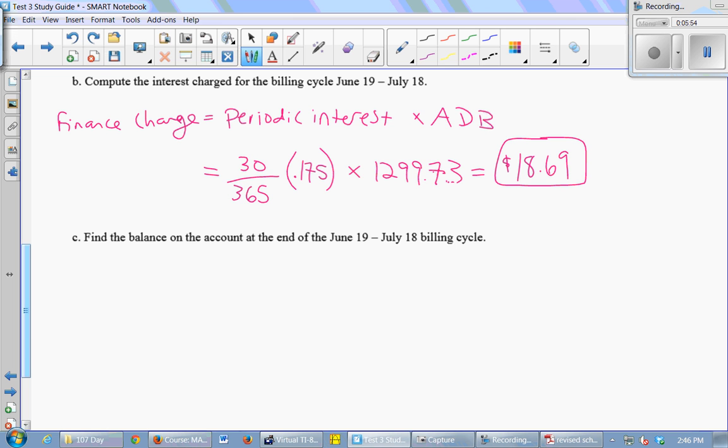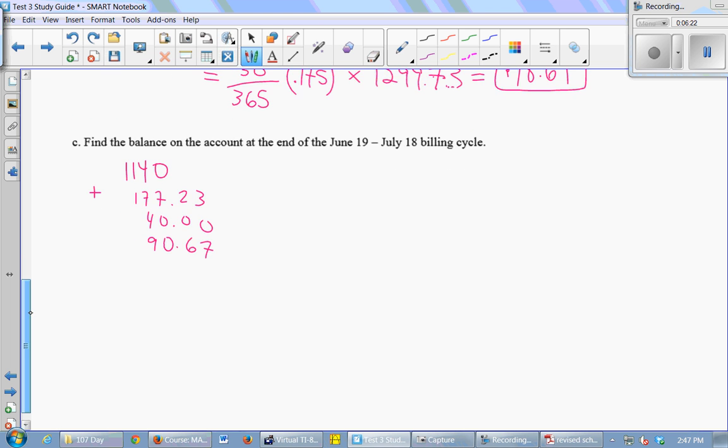Okay, so find the balance at the end of the June 19th to July 18th billing cycle. This is the balance that's going to appear on the next statement. Well, that would be my starting balance, $1,140, plus charges, right? I made 3 charges, $177.23, $40, and $90.67. And then that adds up to $1,447.90. Okay. So your previous balance plus any charges you made, minus any payments you made.